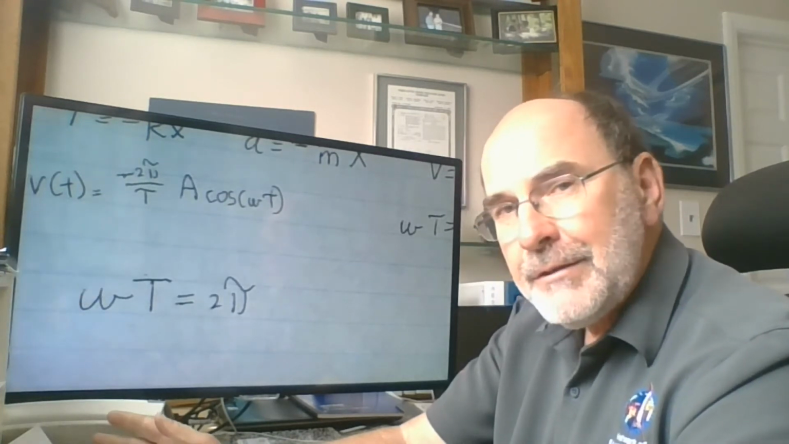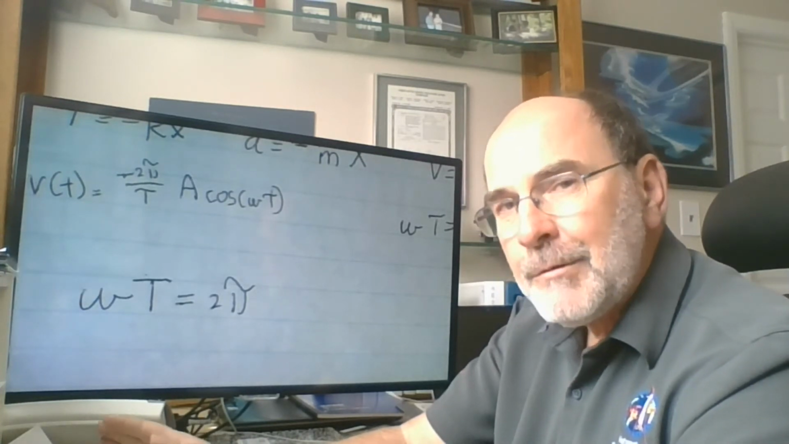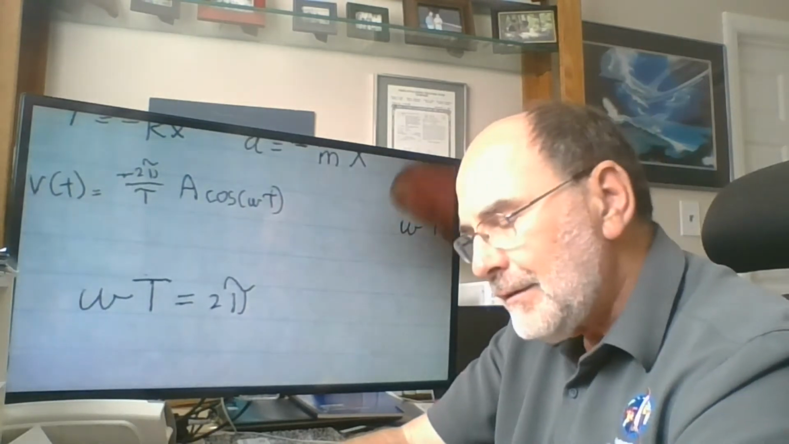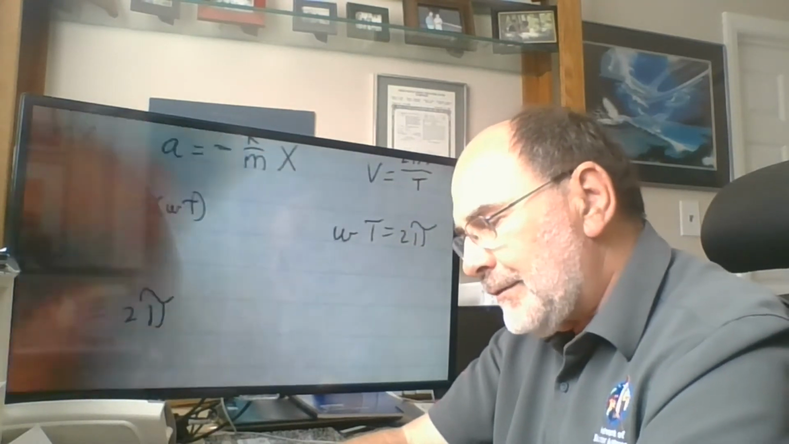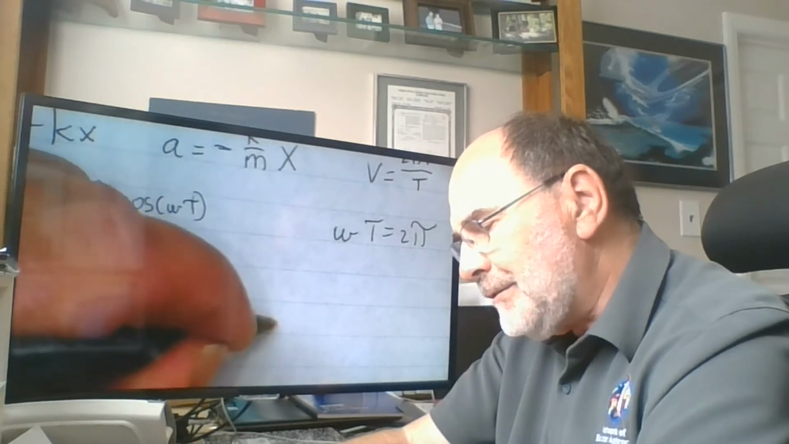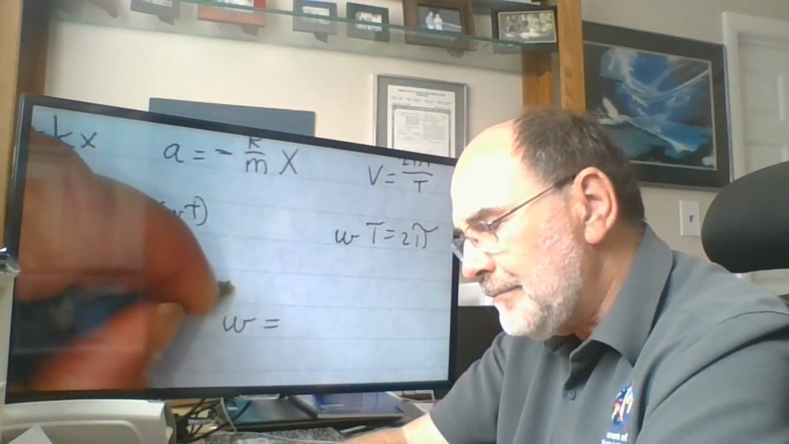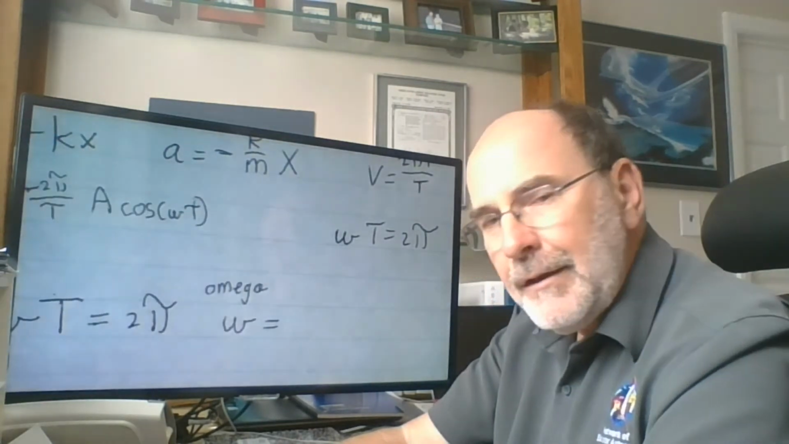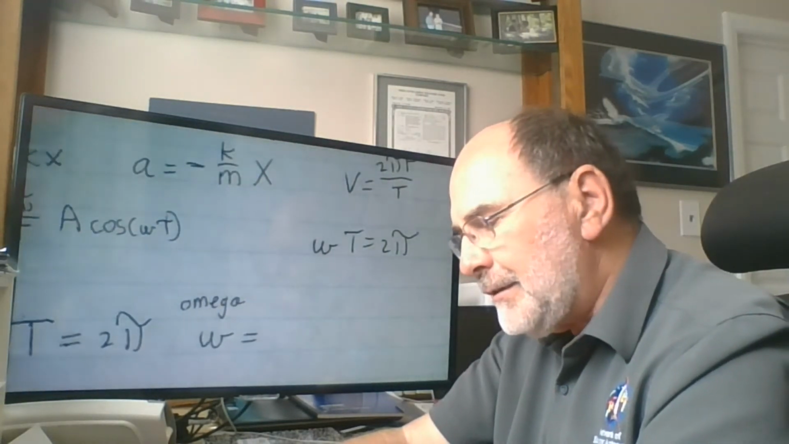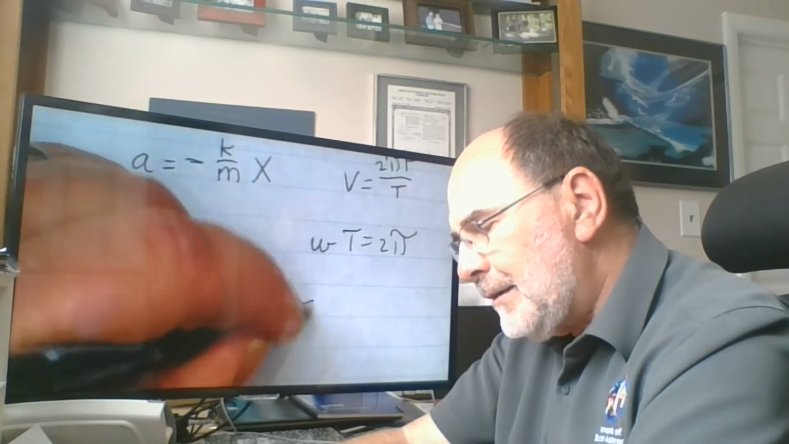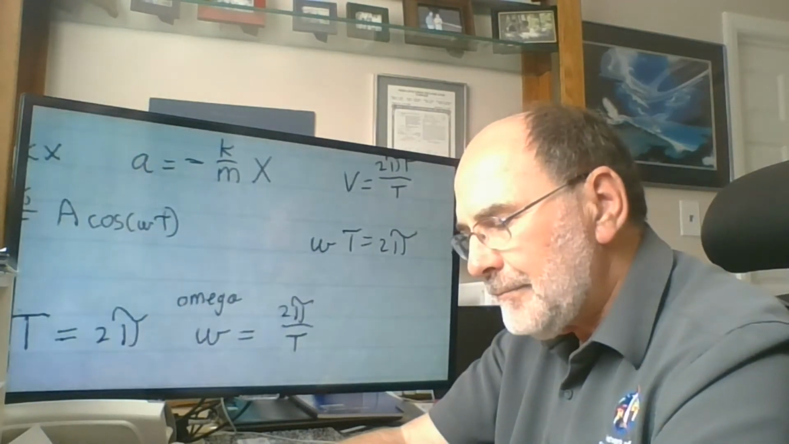So here we're not working in degrees per second right now, we're working in radians per second, making things work out that way. So as an equation, the angular frequency, by the way, this is pronounced omega, the angular frequency omega is equal to 2 pi divided by the period.